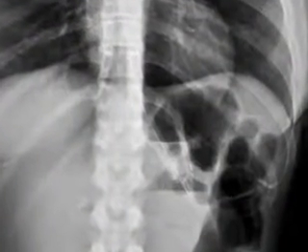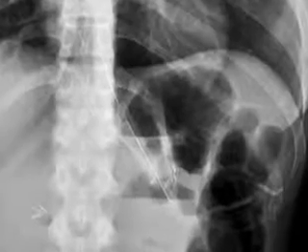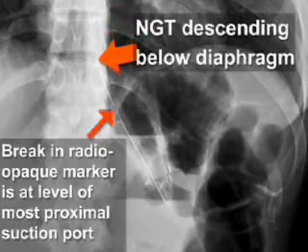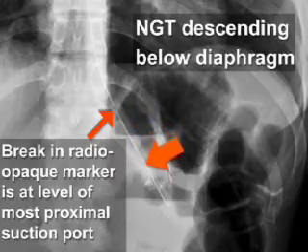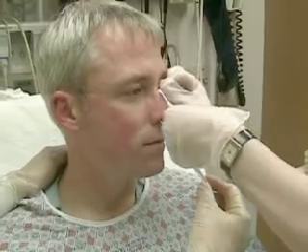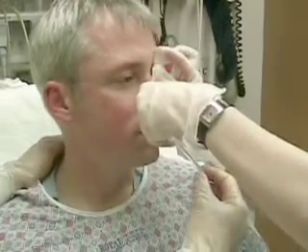Therefore, radiographic confirmation of tube placement by visualizing the NG tube's descent below the diaphragm should be obtained prior to infusion of any substance, such as activated charcoal or oral contrast media. The tube should be secured to the patient prior to transport to the radiology suite.